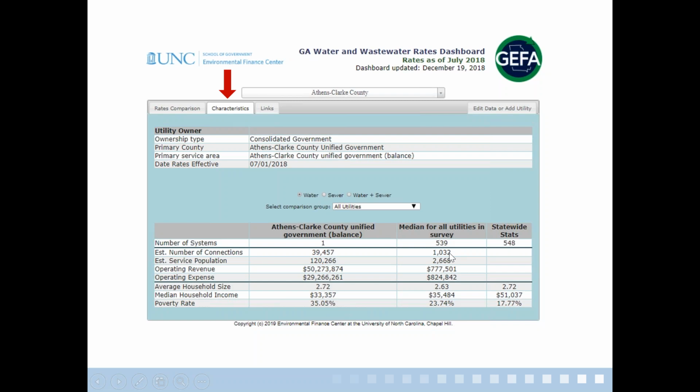Here it's all utilities. So if you want to see how these numbers compare to the other utilities in our region or of similar size or serving customers of similar income levels, that's a good way to compare those two. And then statewide stats over here, we just have the overall state statistics also as a point of comparison.